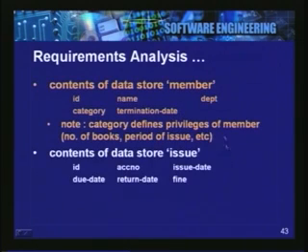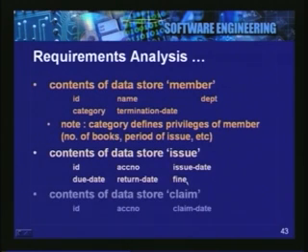We have the issue data store, which keeps a record of all books issued, to whom the book is issued, the accession number of the book, the date on which it was issued, and when the book is due. When the book is returned, we also note down the date of return, and if necessary, we also note here the fine which may be payable by the user.